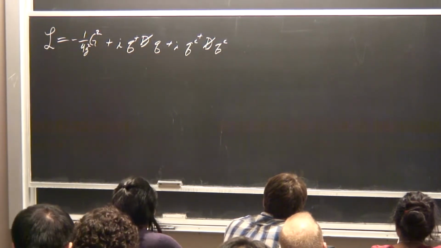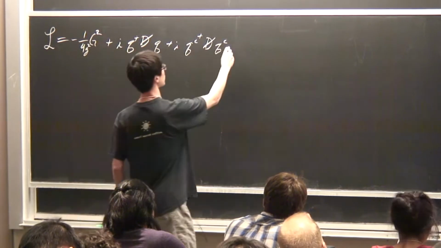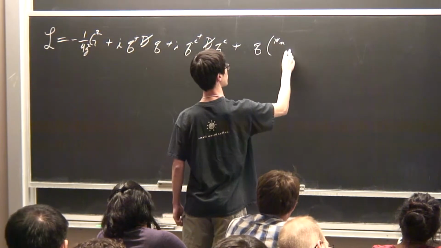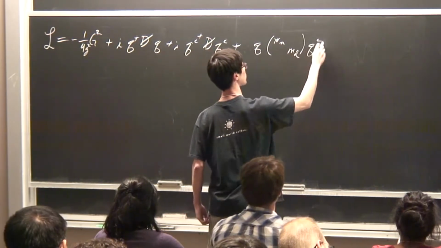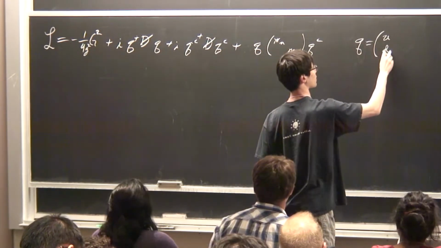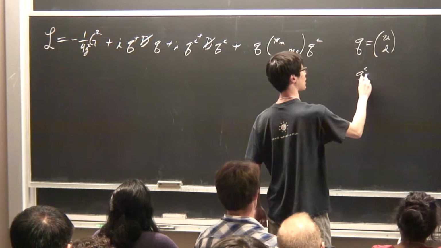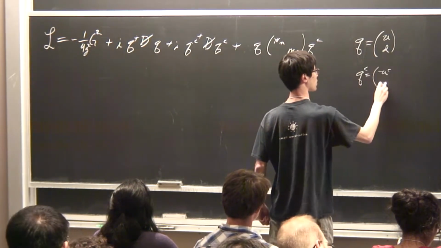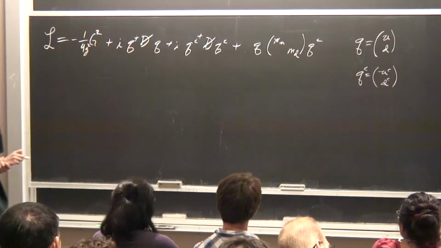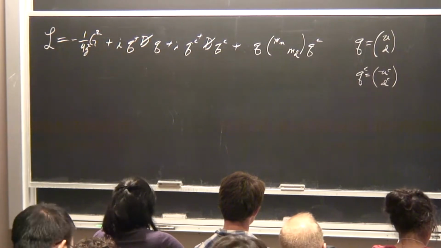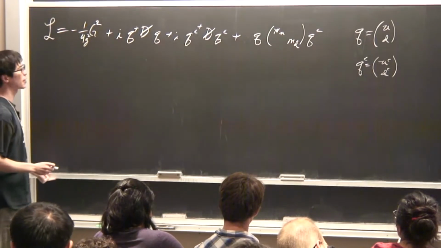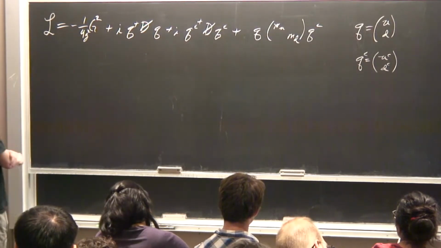OK, and then you have Q, the mass matrix with m_u and m_d, and Q conjugate, where I've collected my two flavors of quarks for now. You can do everything I'm about to say with three flavors or more, but for now I'm just collecting my quarks into a doublet of flavor. And so this is your base starting Lagrangian.